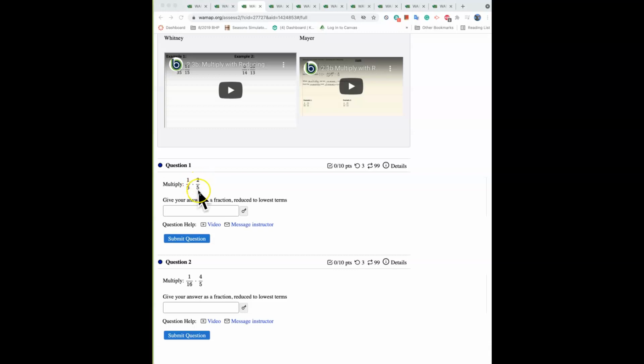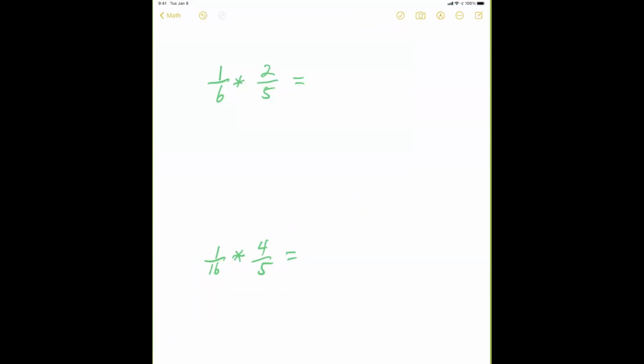1/6 times 2/5. They always say to reduce these to lowest terms. In the first set we didn't have to reduce because they didn't have factors in common. But these sets have factors in common, so we will have to reduce. Multiply 1/16 times 4/5. Let's take a look at those two problems on my tablet.